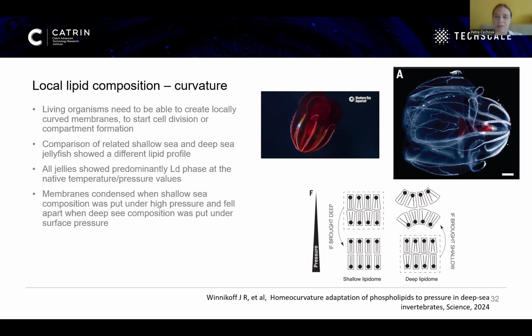For an organism to have functioning membranes, you need membranes that are liquid. They have a combination of liquid ordered and liquid disordered patches, but they also have the ability to curve, right? Because you need curves in organelles, or if you want to start a cell division or something. So you also need the ability to curve the membrane sometimes.